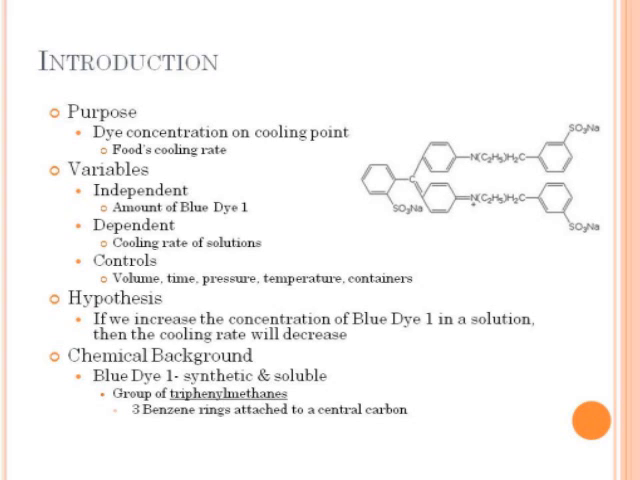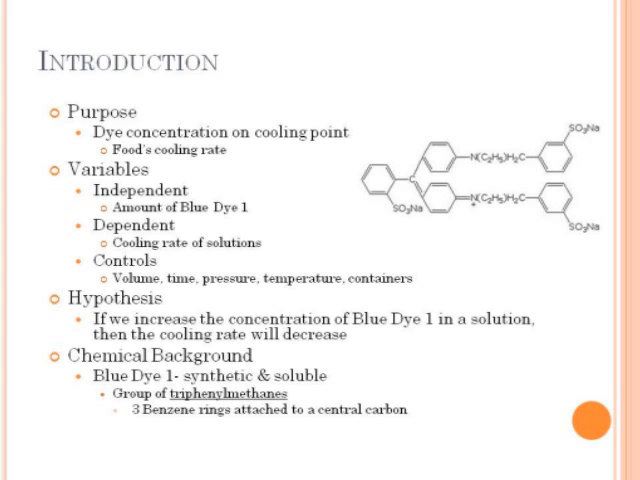The independent variable in our lab is the amount of blue dye 1 we use in each solution. The dependent variable is the cooling rates of each solution. Our controls are the volume of each solution, the amount of time allowed for each solution to cool, the pressure, the temperature that each solution will be heated to, and the size and type of container that each solution will be stored in. We hypothesize that if we increase the concentration of blue 1 dye in each solution, then the cooling rate would decrease. This would be because the darker the solution is, the more light energy it absorbs, thus causing the solution to be warmer and to have a slower cooling rate.